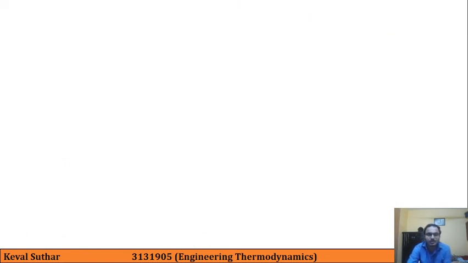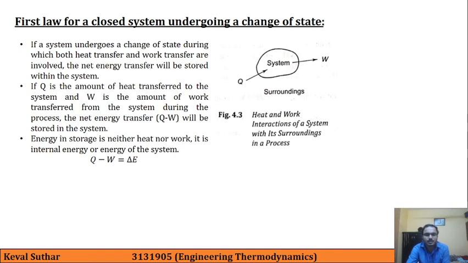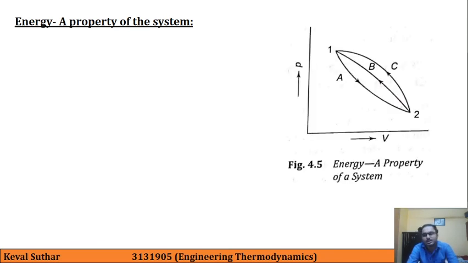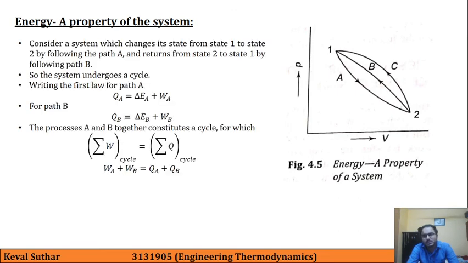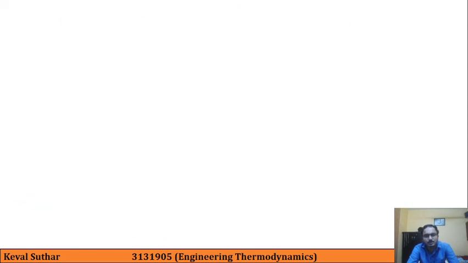Then we studied the first law of thermodynamics for a closed system undergoing a change of state, in which Q minus W is always stored in the system, which is called internal energy. And then we proved that internal energy is a property of a system by taking two different cycles. The first cycle was path A to B and the second was path A to C. As the value of delta E is the same for both paths, it is independent of path and it is a point function. Hence, it is a property of the system.